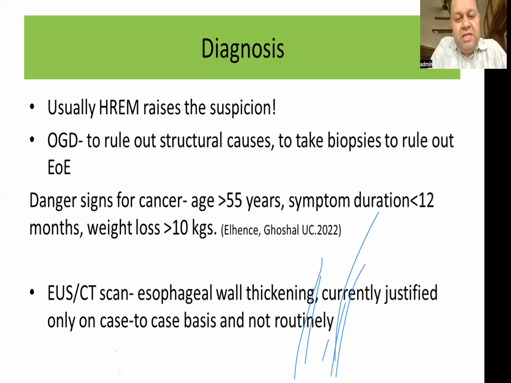However, sometimes these patients can also harbor benign conditions like EGJ outflow obstruction and achalasia cardia, which are usually diagnosed on high-resolution manometry. Apart from this, endoscopic ultrasound and CT scan are helpful in assessing the esophageal wall thickness, but these modalities are not used in the current scenario. They are only used on a case-to-case basis, based on the further treatment that we are going to decide for the patient.